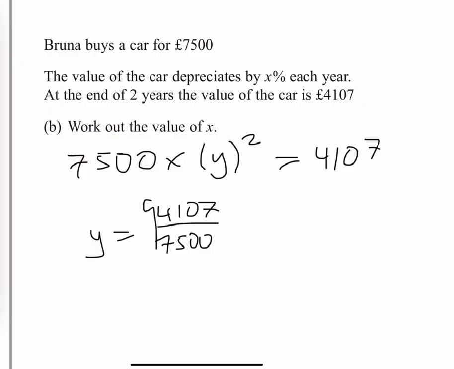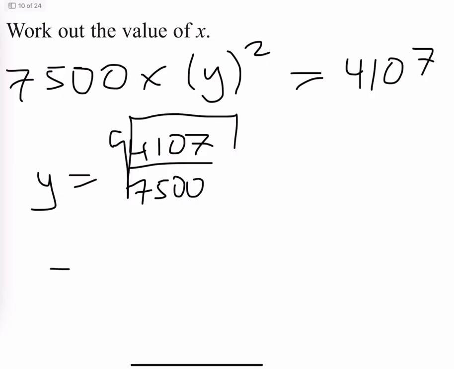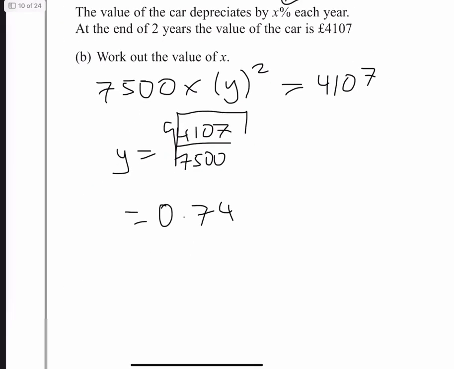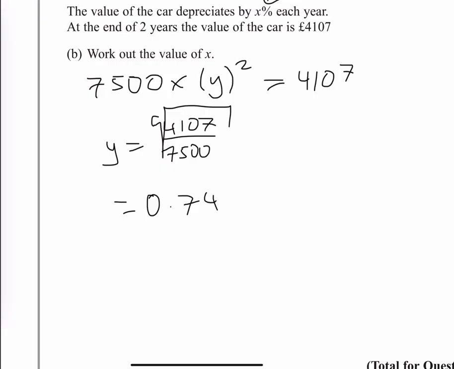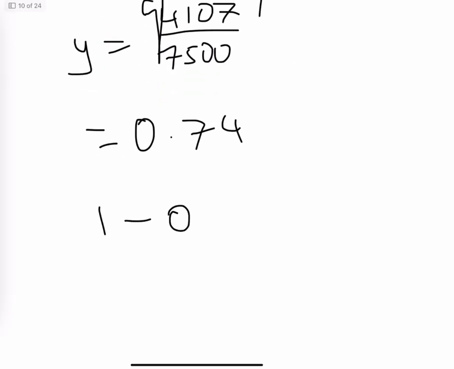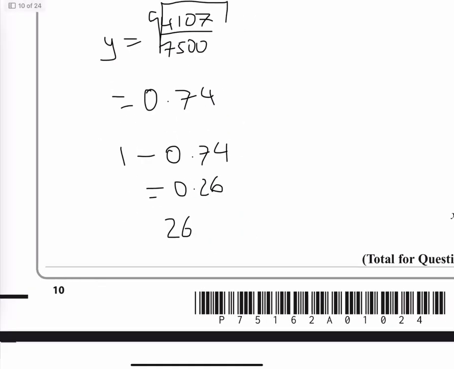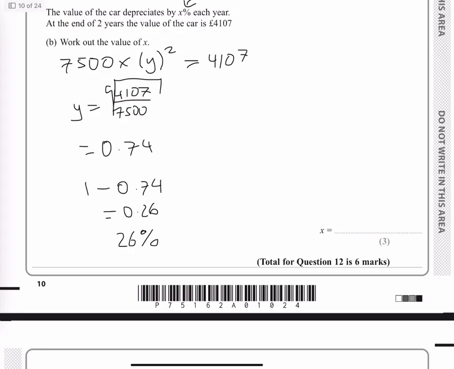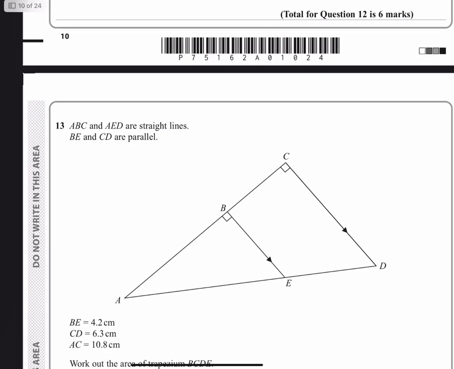And you might be asking, hang on, we're talking about x, why have you shoved it as y? Y is going to be a value, it's just going to be a little decimal, we're then going to convert y into x. So we do the square root of 4107 over 7500 to get that y equals 0.74. So that's the amount that it keeps after each year, which means the amount it loses after each year is 1 minus this amount, which gives us 0.26. So it's a 26% decrease. So x is 26. Okay.